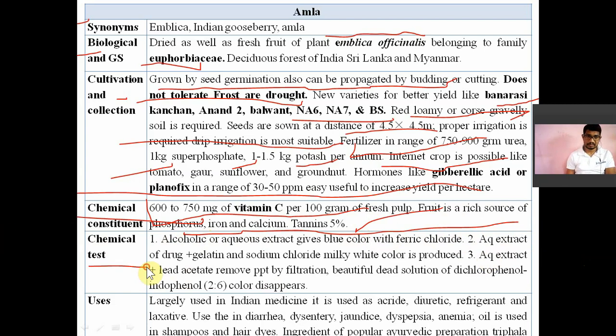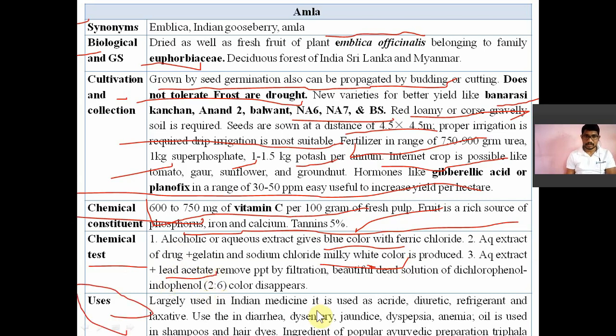Tests: an alcoholic extract of amla will give a blue color with ferric chloride. Aqueous extract plus gelatin and sodium chloride gives a milky white color, due to the precipitation of gelatin. Aqueous extract plus lead acetate.